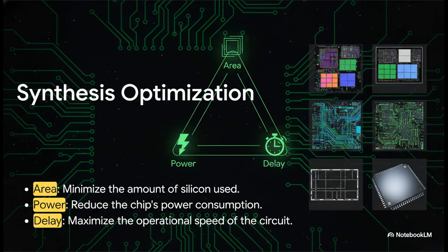But here's the really cool part. Synthesis isn't just a dumb one-to-one translation. Oh no, it's this complex optimization puzzle. The software is constantly trying to balance these three often competing goals. Like, imagine you're designing a chip for a smartwatch. What's most important? Do you want the smallest possible area to make the watch sleek? Or is low power the top priority so the battery lasts for days? Maybe you're willing to give up some top speed, the delay, to get that. The synthesis tool has to juggle all these trade-offs to hit the targets the designer set.